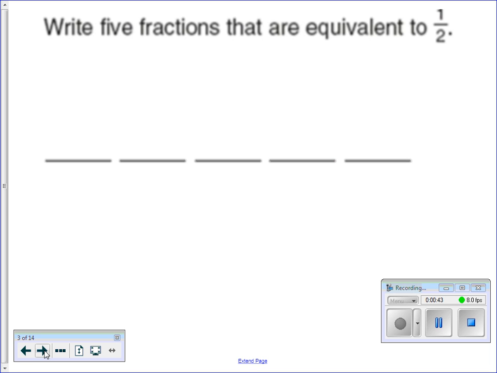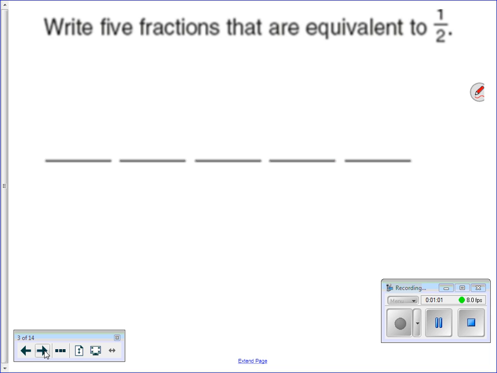Here I want you to write 5 fractions that are equivalent to 1/2. Remember what equivalent means, okay? When 2 or more fractions are representing the same number or they have the same fraction value, they're equivalent fractions, okay? They're equal. So what fractions are equivalent to 1/2?